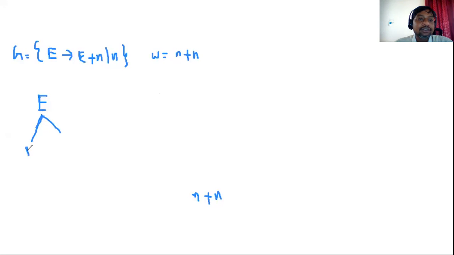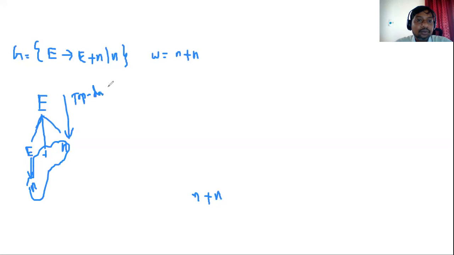Something like this: E is expanded with E plus N, then this E is expanded with N, so that you will get N plus N, the required string. This approach is called top-down. We start with E, we expand E with one of its production rules. Likewise, we expand the E symbols until we get the terminal string.